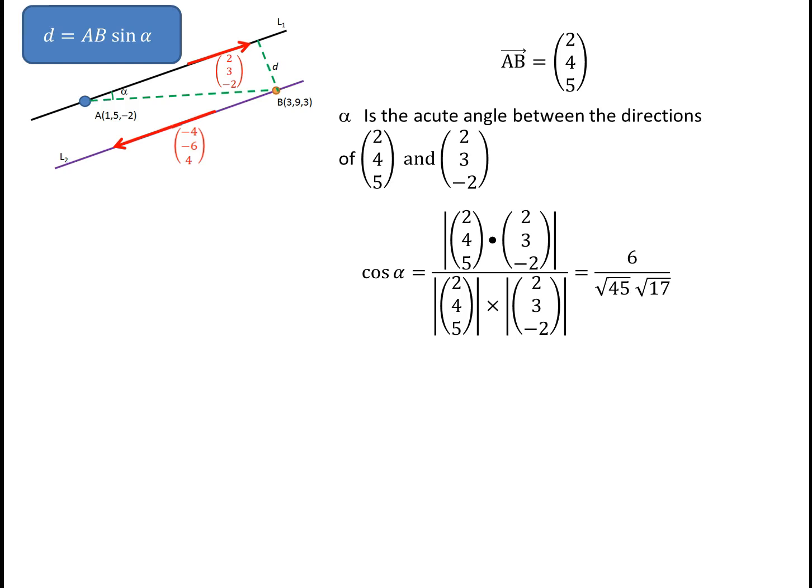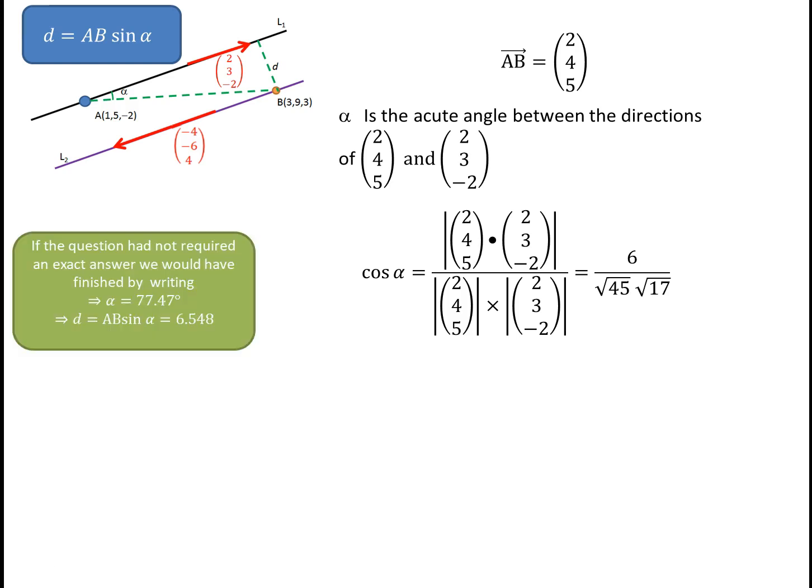Now the question says that we've got to work exactly in this question. If it hadn't said that, then we would have continued by simply using our calculator to find alpha to a suitable level of accuracy, and then we would have said that D is AB sine alpha. We already know that AB has a length of root 45, so it would just be D equals root 45 times the sine alpha, which gives me 6.548. But in this example, we're being asked for an exact value for the distance between the two parallel lines.